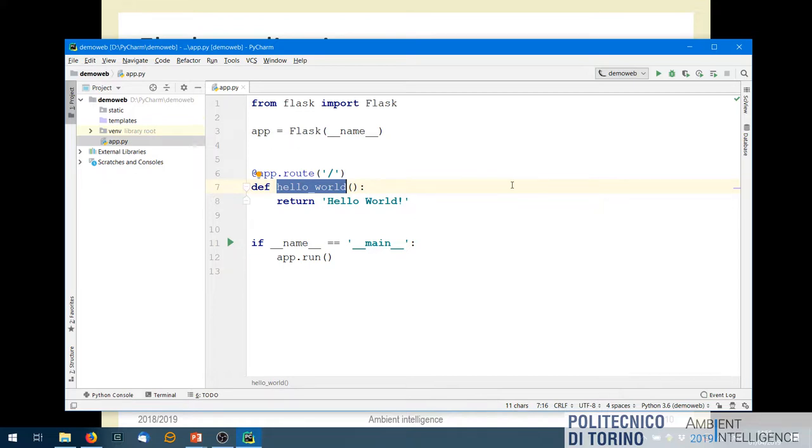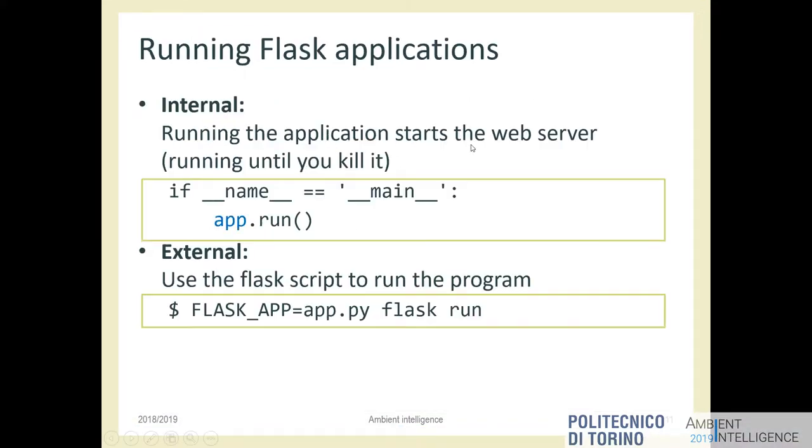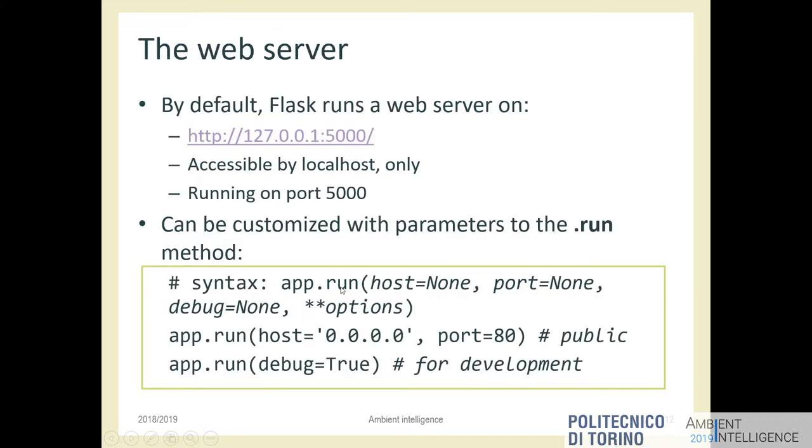Okay? So we have a cycle where the user writes an address into their browser. The browser makes the request to our server. The server analyzes the request address and tries to match it to the different routes that have been defined. When it finds a route, it calls the function whose duty is to generate the page corresponding to that route. Okay? So there is this simple routing mechanism.